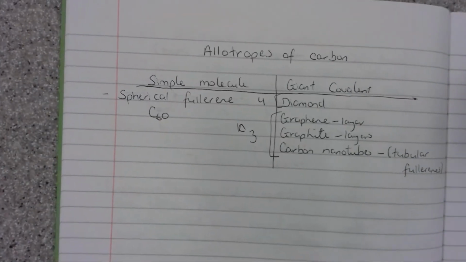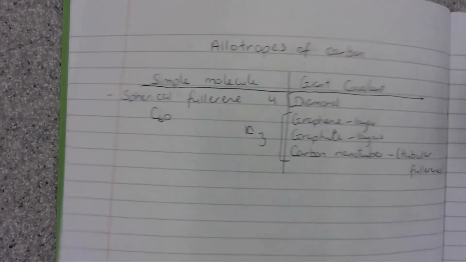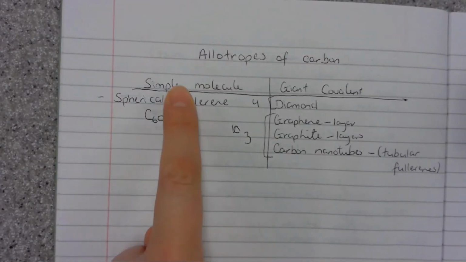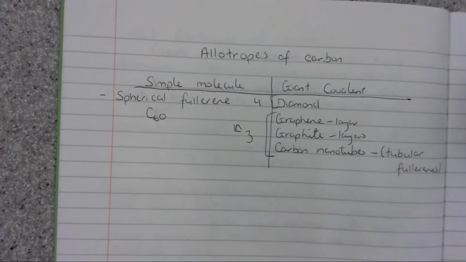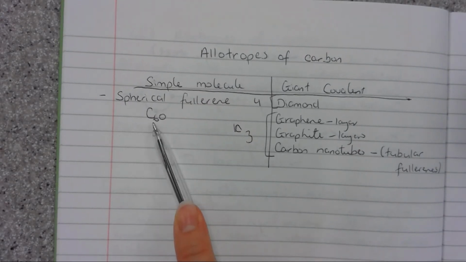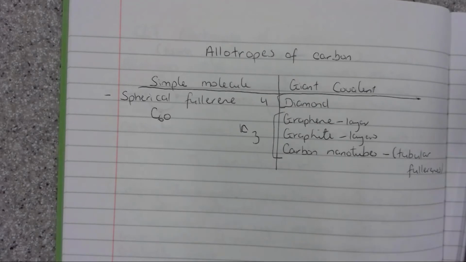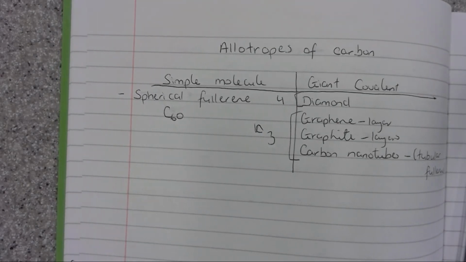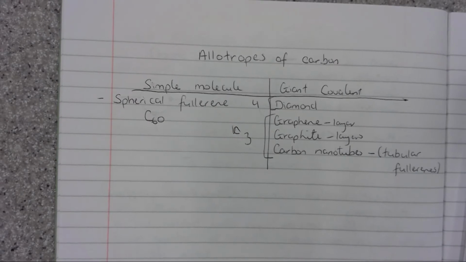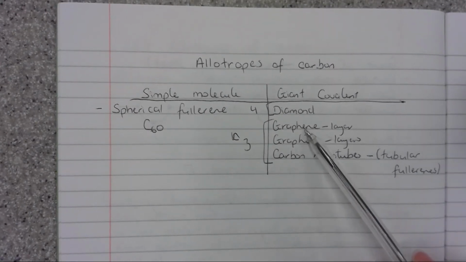So your allotropes of carbon, you've got 5 of them. You've got spherical fullerenes. They count as being simple molecules. Again, they're molecules because I know exactly how many atoms are there. There are 60 in total. Your giant covalent structures, you've got diamond, you've got graphene, which is a single layer, graphite, which is when you've got multiple layers, and a carbon nanotube, which is when you take that layer of graphene and roll it into a tube.